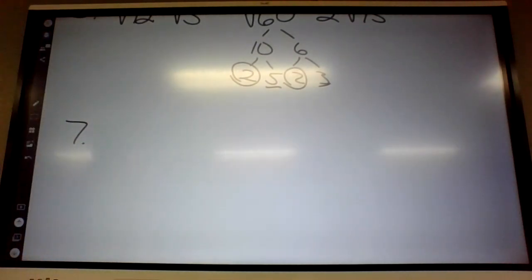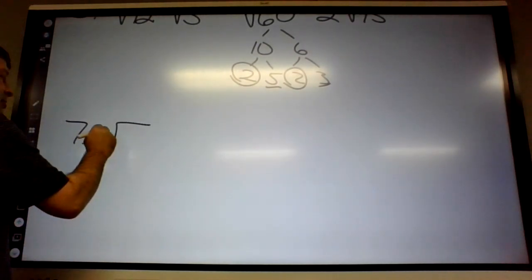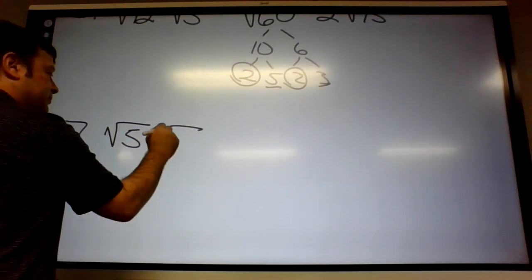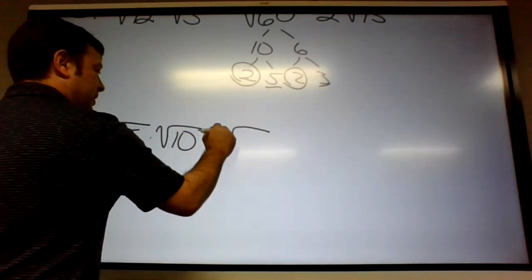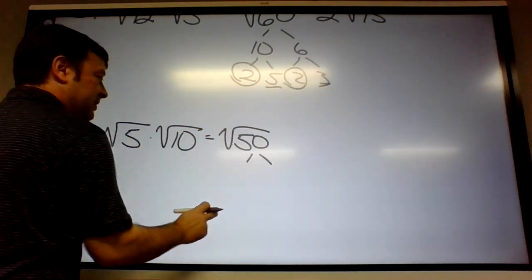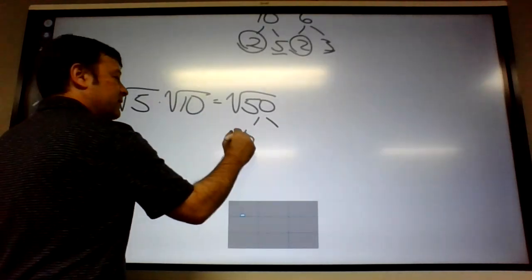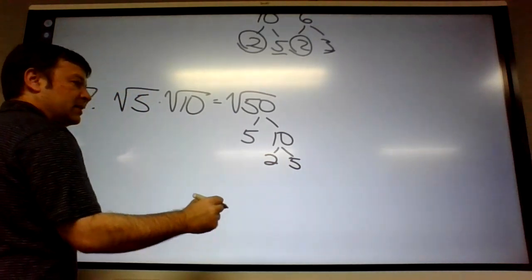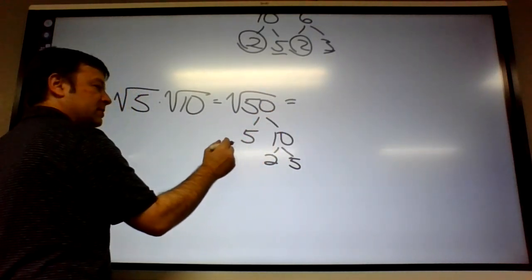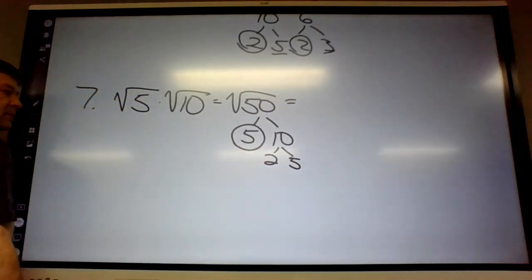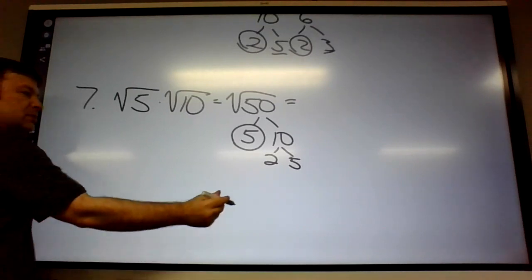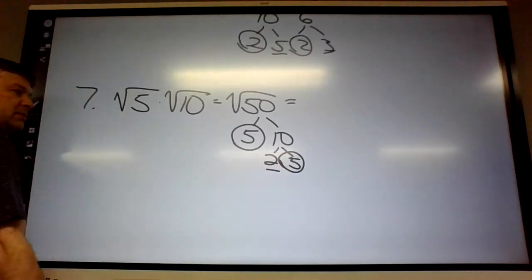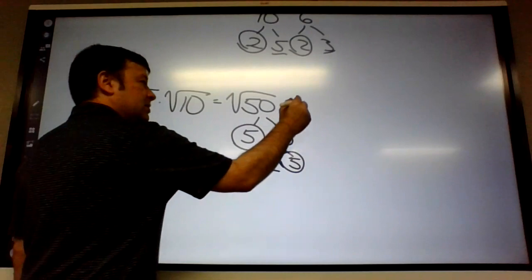Square root of 5 and square root of 10. Manny, what's square root of 5 times square root of 10? That would be the square root of 50. Okay, and what can go into 50? 5 and 5 and 10, and of course 10 is 2 times 5. So what's that going to turn into? 5 times the square root of 2. Correct, 5 times square root of 2.